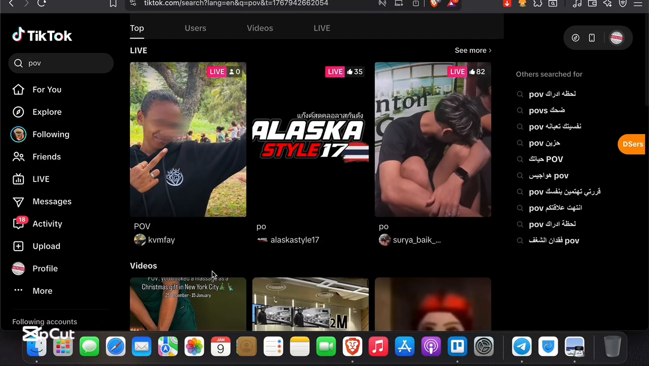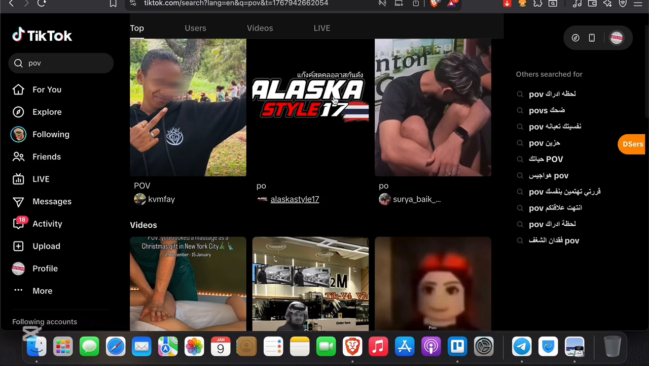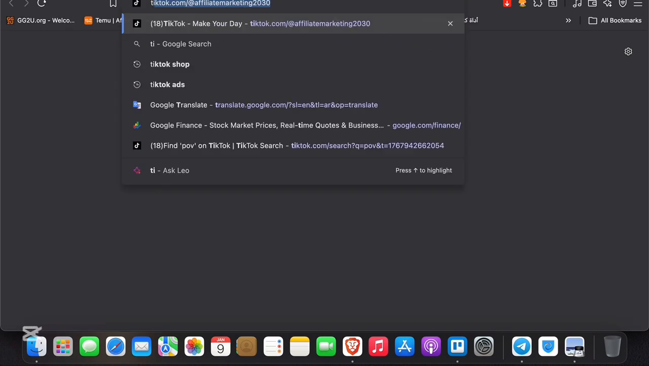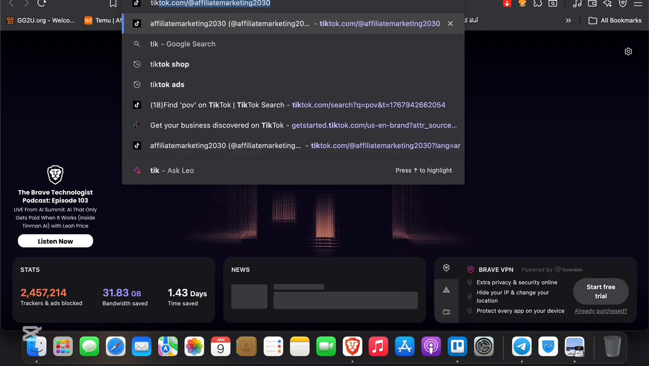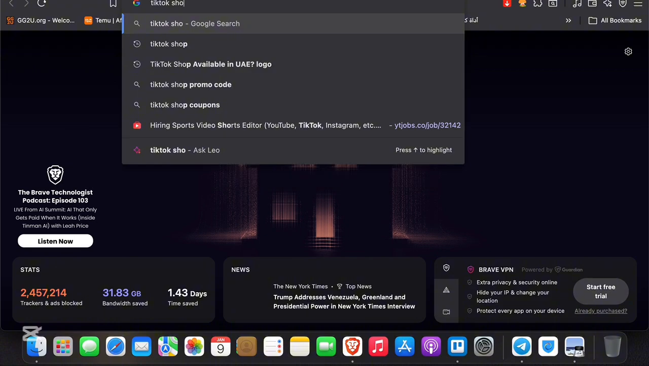TikTok Shop doesn't reward production quality. It rewards belief. Belief that the product is real, the problem is real, the creator feels human. AI can help you scale TikTok Shop content only if it doesn't look like AI.